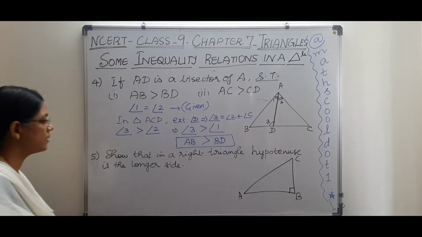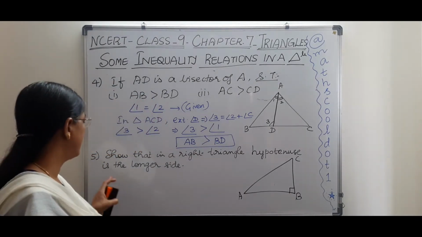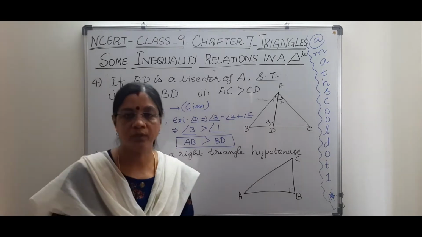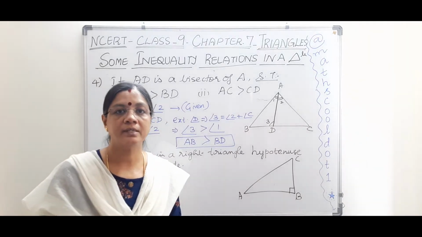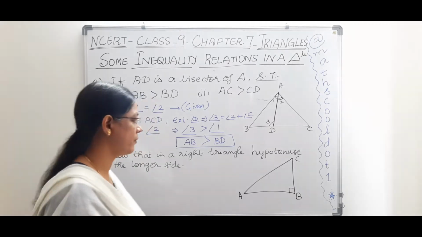Now the next thing is, show that in a right triangle, the hypotenuse is the longer side. This we have already done, so let us revise it once again. The concept we have already done.